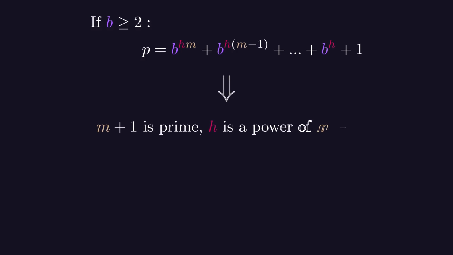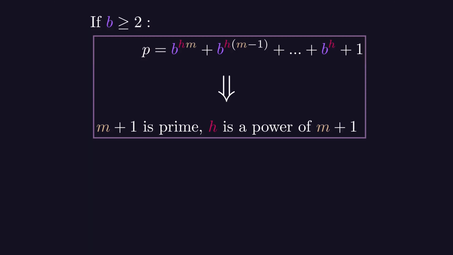Even if you've seen that before, I'll bet the following generalization is new to you. If b is at least 2, and there is a prime of the form b^(hm) + b^(h(m-1)) + b^(h(m-2)) and so on, then m + 1 must also be prime, and h must be a power of m + 1. Now, while there's a lot to unpack here, we can actually rephrase our statement in terms of the base b integers.